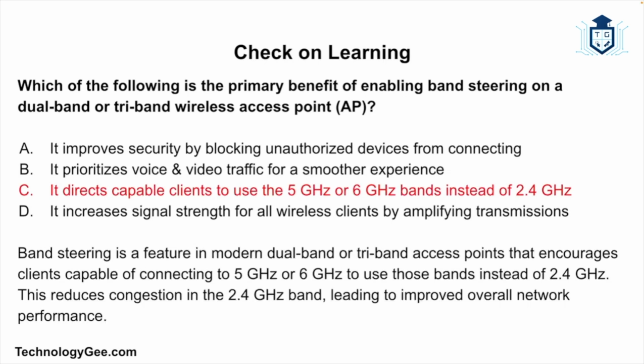And the correct answer is it directs capable clients to use the 5 gigahertz or 6 gigahertz bands instead of 2.4. Band steering is a feature in modern dual-band or tri-band access points that encourages clients capable of connecting to 5 or 6 gigahertz to use those bands instead of 2.4. This reduces congestion in the 2.4 gigahertz band, leading to improved overall network performance.